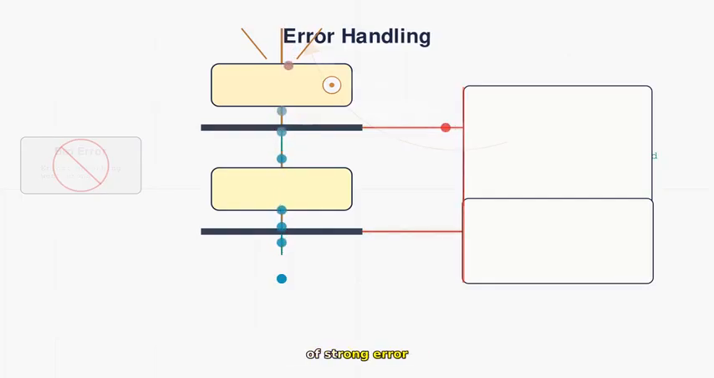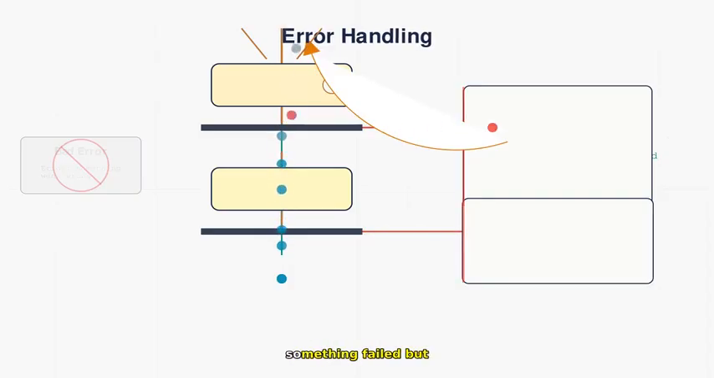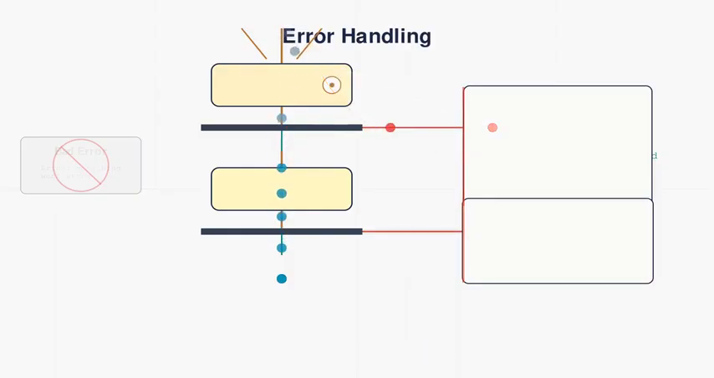One more dimension of strong error handling. Make your error signals informative. A generic error signal tells you something failed, but a specific one tells you what and why.